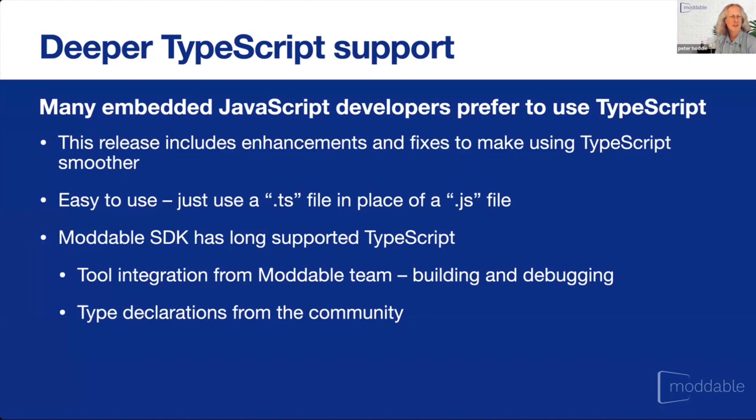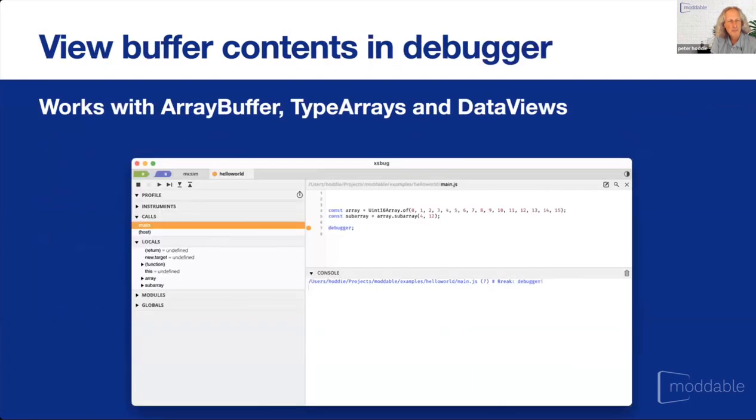For those of you who haven't used TypeScript with the Moddable SDK, it's super easy to do. Instead of having a .js source file, you just put a .ts source file. You add one file to your manifest so that you get the type declarations included, and that's it. Building and debugging work exactly the same. And TypeScript support has really been a community effort. The Moddable team has done most of the work on the tooling, but the community has done almost all of the work on the type declarations. And that's been really helpful. There's a lot there, and it's great to have people helping out and creating those, and then updating them as they find corrections are needed.